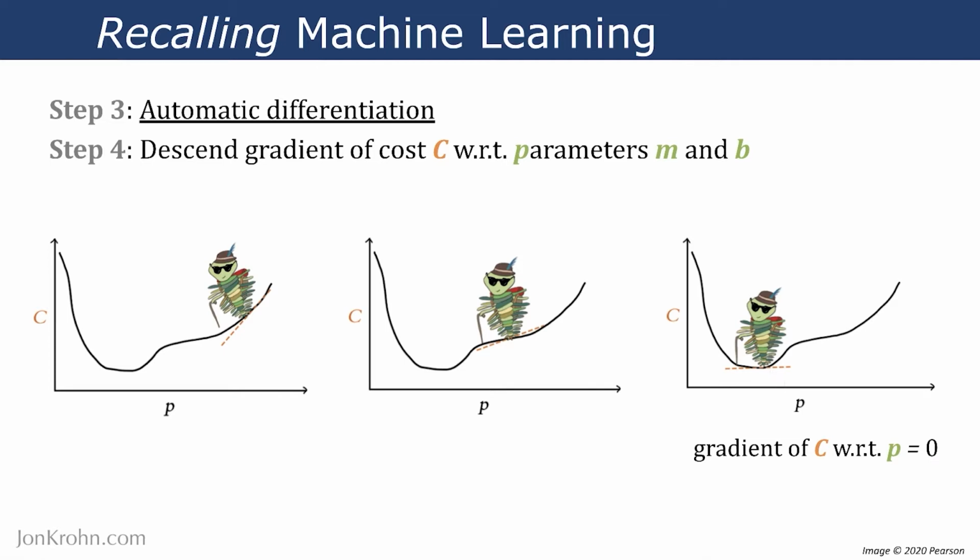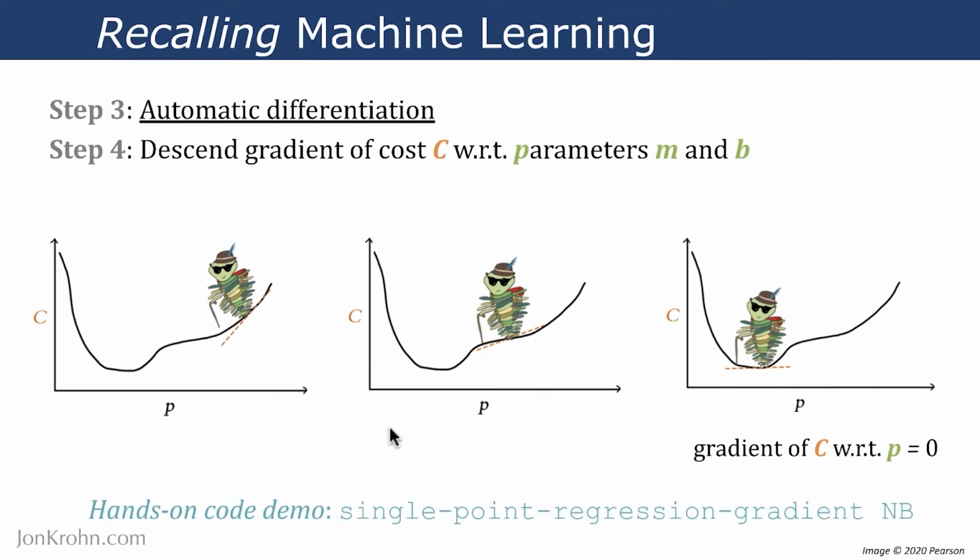Okay, so there's a quick review of our machine learning process. And it's this step right here, step 3, that we're most interested in right now. We're going to use partial derivative calculus to calculate the gradient so that then gradient descent can proceed effectively. In order to bring this to life, we're going to jump into a hands-on code demo to work with some real numbers. And that notebook is my single point regression gradient notebook.